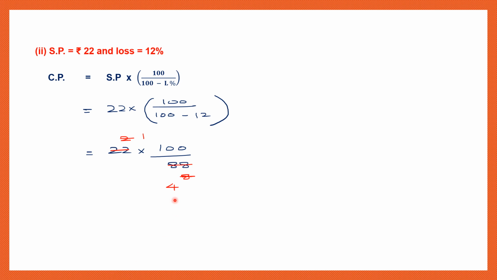2 1s are 2, 2 4s are 8. Now we can cancel 4 and 100. So 4 into 25 is 100. So we say 4 ones are 4 and 4 into 25 is 100. So in the numerator we have 1 into 25, that is 25. In the denominator we have 1. So 25 by 1 is 25. So we have found the cost price to be 25 rupees. So this is the answer. Cost price is 25 rupees.